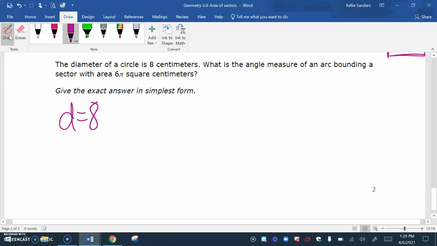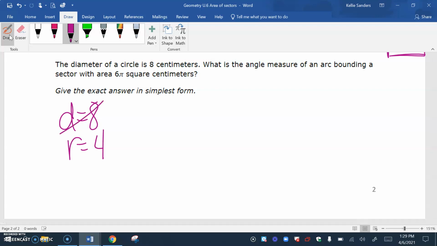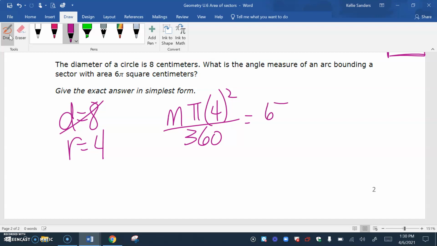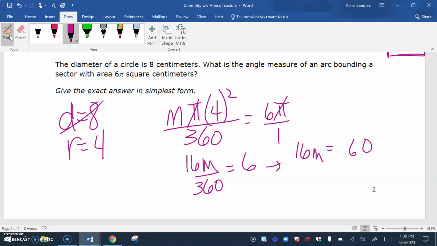If the diameter is 8, then the radius is 4. What is the angle measure? So we do not know m, but we do know pi. We do know 4 squared over 360 equals 6 pi. So 16, and the pi's will cancel. 16 m over 360 equals 6. 16 m equals 2160, divided by 16 is 135.